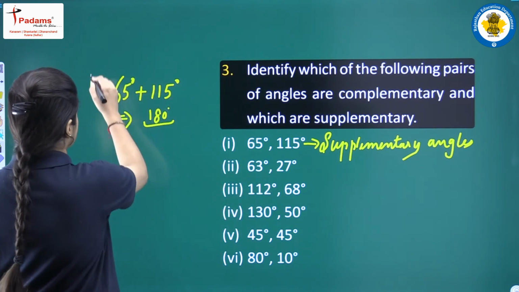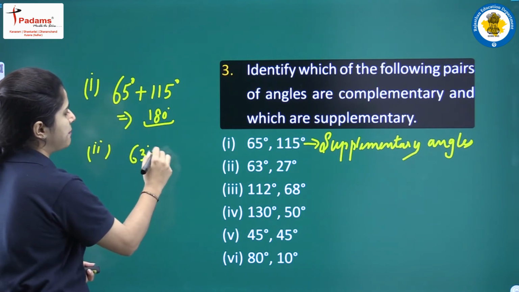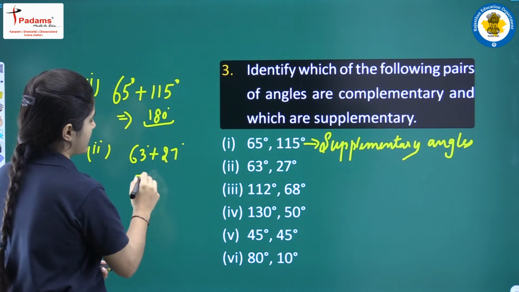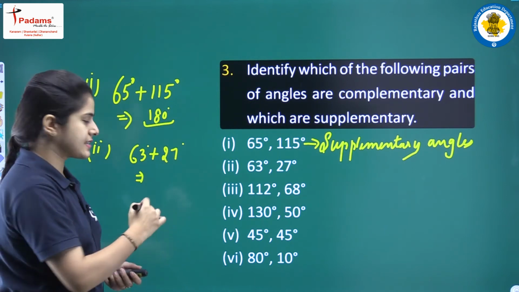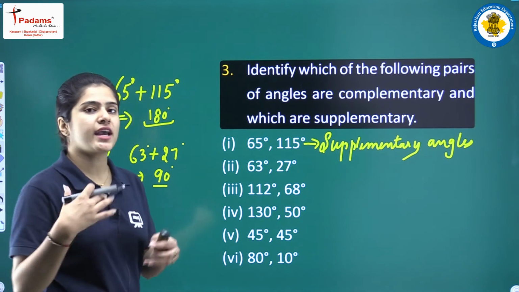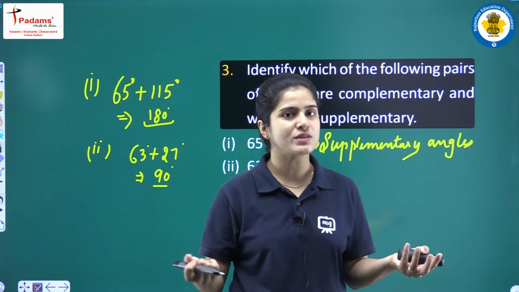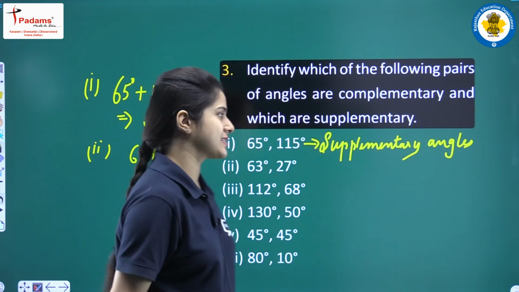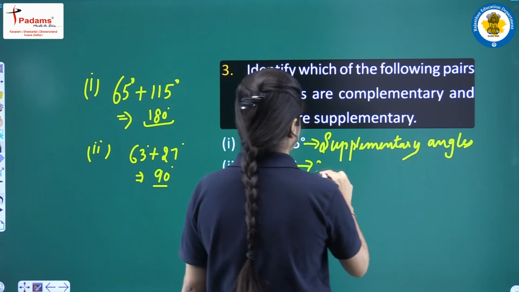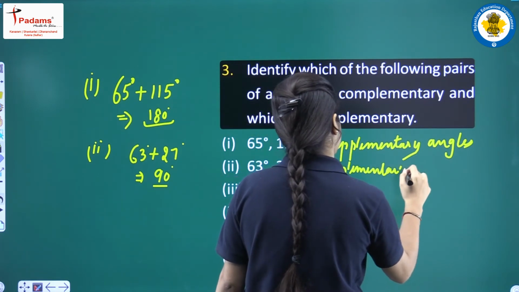Okay students, this is the first part. Now the second part, 63 degree plus 27 degree. The sum of these two angles is equals to 90 degree. So when the sum of any two angles is equals to 90 degree, then it means that those angles are called complementary angles. Okay, complementary angles.